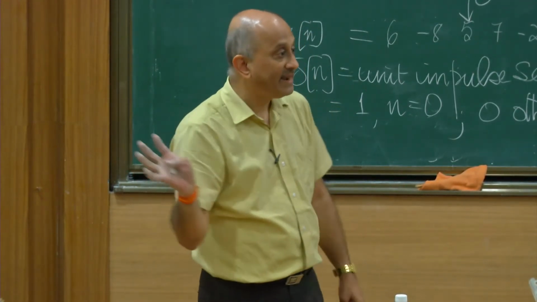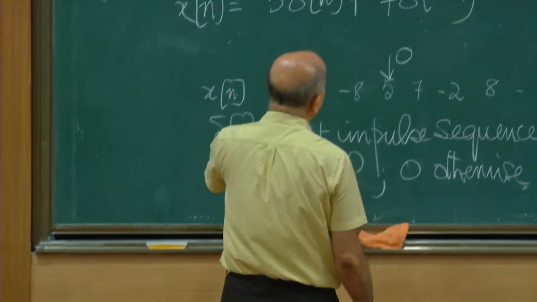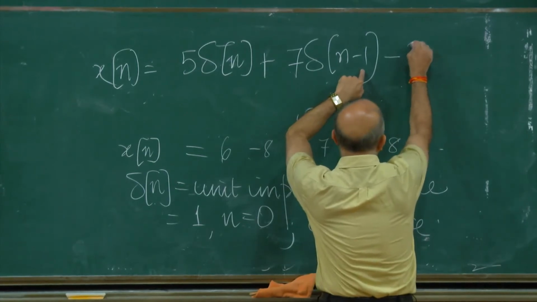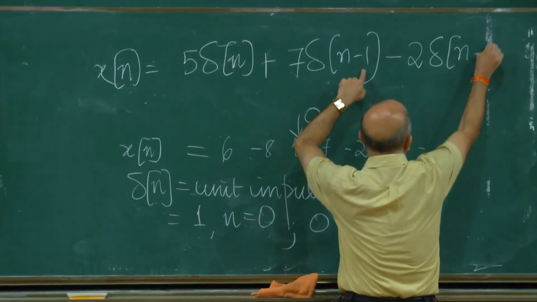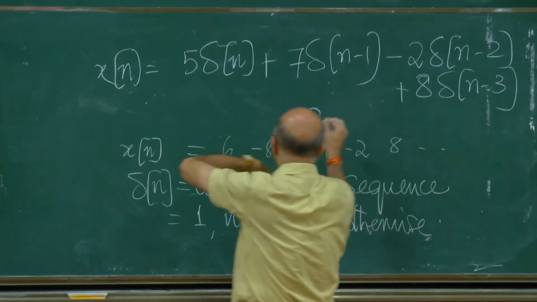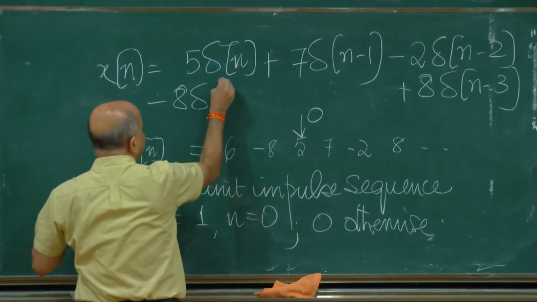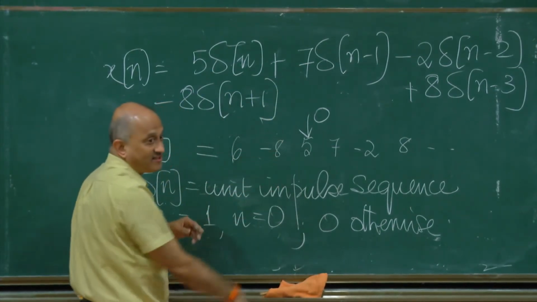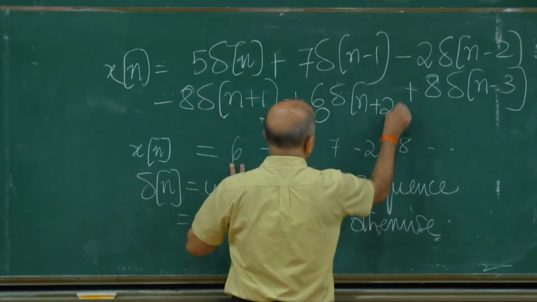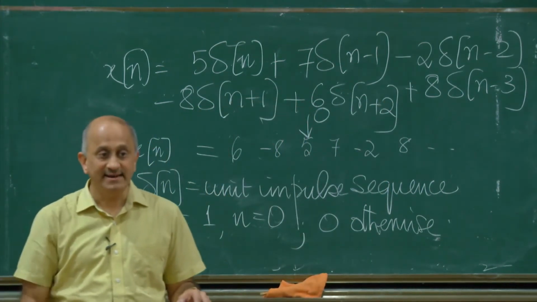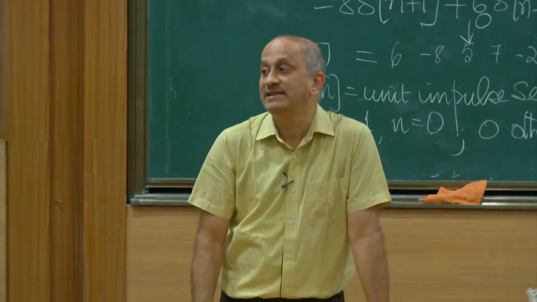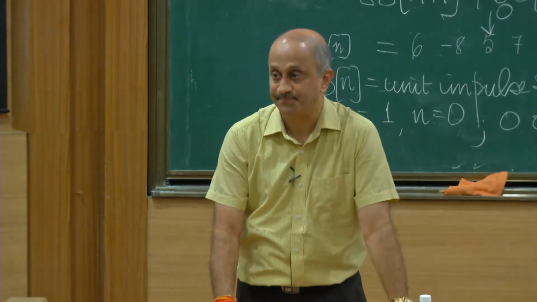Is that right? So delta of n minus 1 is again a primordial sequence which takes the value 1 at n equal to 1 and 0 else. So 7 times delta n minus 1, minus 2 times delta n minus 2, plus 8 times delta n minus 3, and then plus, of course, minus 8 times delta n plus 1, and plus 6 times delta n plus 2. Do you agree with me? So you see the pattern, right? So you could express any sequence as a combination of this primordial sequence called the unit impulse sequence.